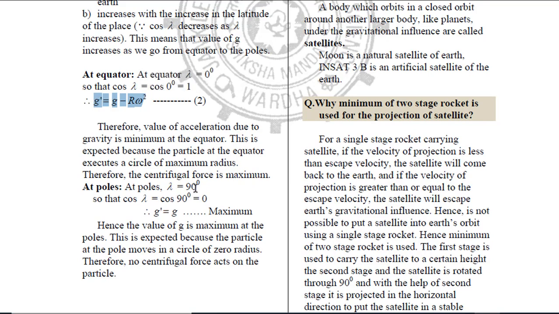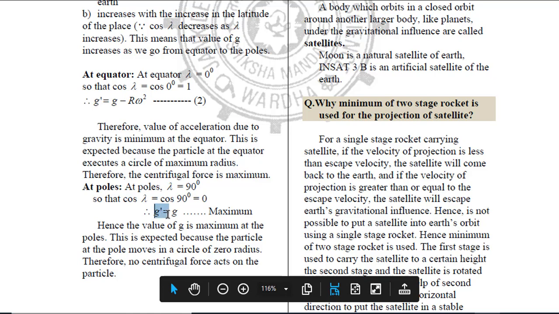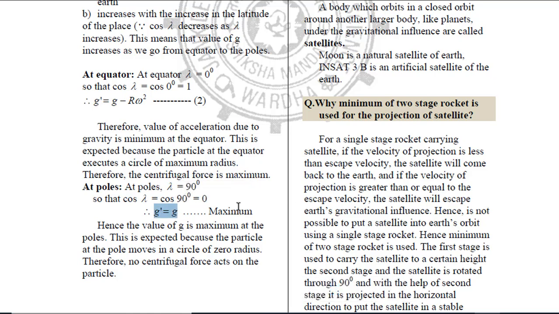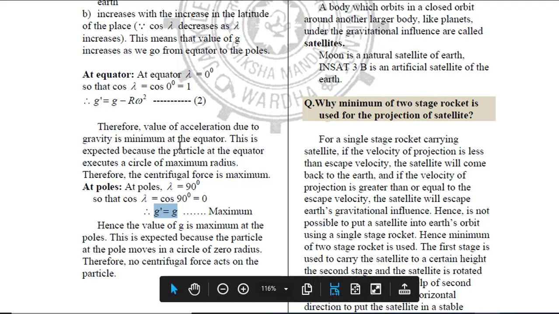Ikiwa kwenye poles, the angle is 90. So cosine ya 90 ni 0. So ikiwa kwenye poles, g dash ni sawa na g. So it means g becomes maximum when in the poles. Okay, when in the poles, g becomes maximum. So even vitu viwili tu ambavyo nataka ufahamu.